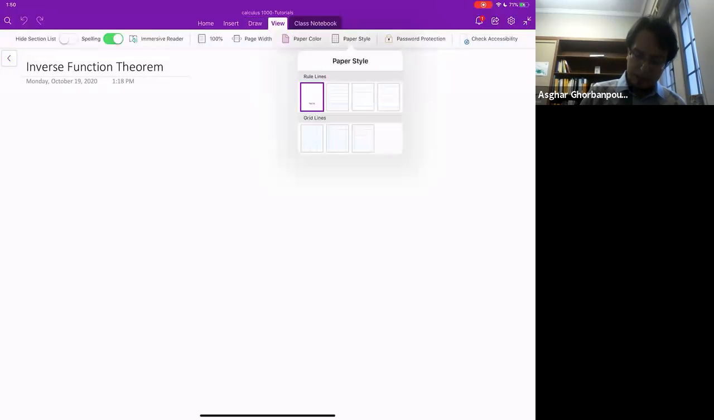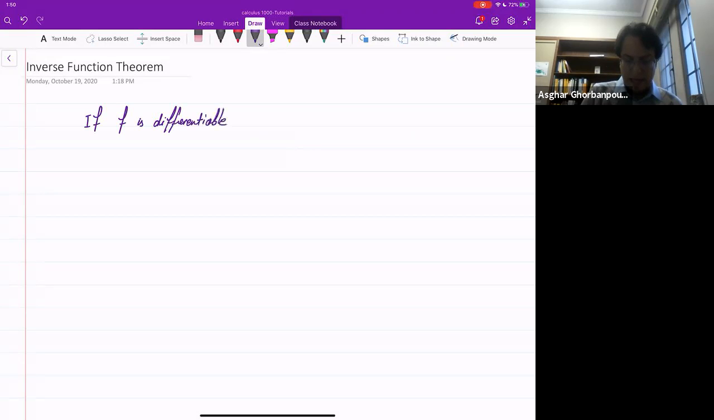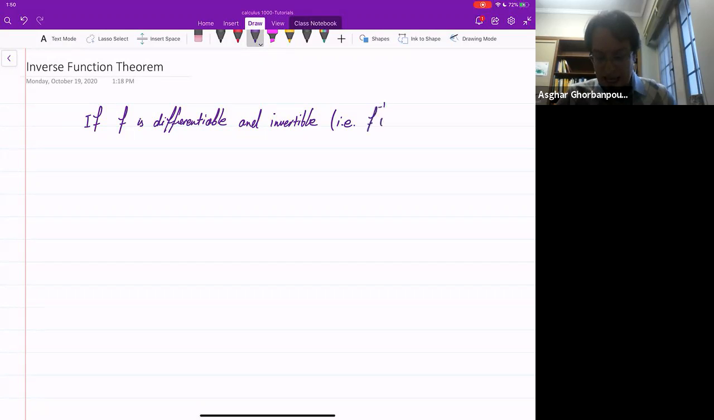So one of the topics which is very important for us is the inverse function theorem. This inverse function theorem is a very interesting theorem. It says that if f is differentiable and invertible, well, that means that you can differentiate it, but invertibility means that f inverse x exists. Yes, so there is a function, the inverse of f.